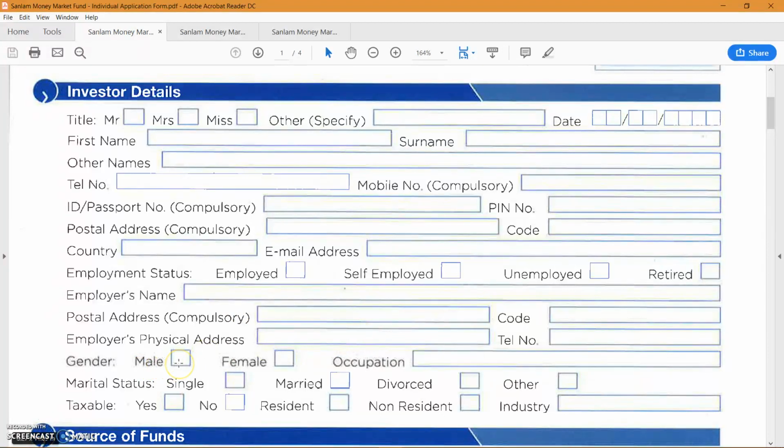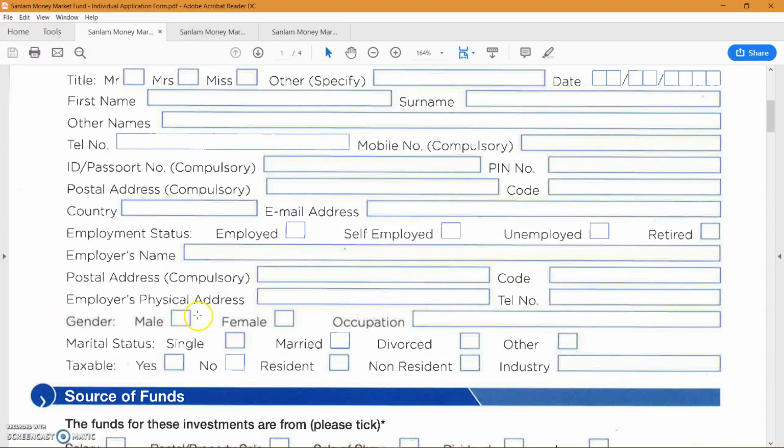Then here you'd have to deal with ticking in the box of whether you're male or female for your gender and your occupation, the marital status, whether you're single, married, divorced, or other. Taxable. Most of us will be taxable unless you qualify under the tax law to be exempted from taxes, in which case you'll be required to attach a tax exemption certificate. In terms of residence, if you are born in Kenya, and basically if you're a citizen of Kenya, then you're a resident, unless you're not in Kenya within the period specified by the tax law. And this is the industry in which you work in.